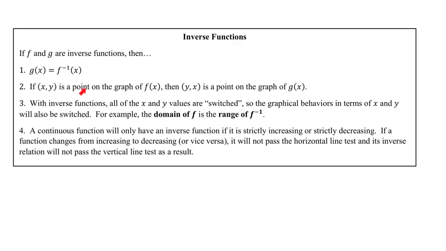If (x, y) is a point on the function f of x, then (y, x) would be a point on the graph of g of x. Because remember, all we're doing is switching x's and y's. So if this is a point on one, then this would be the point on its inverse because we switched the x and the y. With inverse functions, all of the x and y values are switched, so the graphical behaviors in terms of x and y will also be switched.